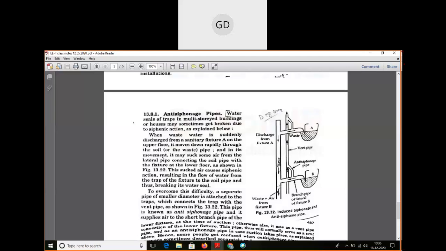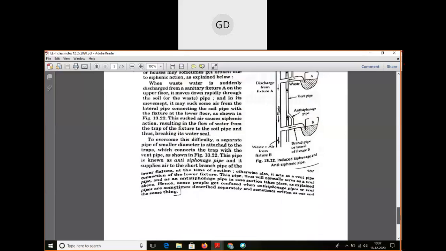So to overcome this type of difficult situation, a separate pipe of smaller diameter is attached to the traps, which connects the trap with the vent pipe. This smaller diameter pipe is known as your anti-siphonage pipe, and it supplies what? It supplies air to the short branch pipe of the lower fixture. So basically, this is the work of your anti-siphonage pipe.